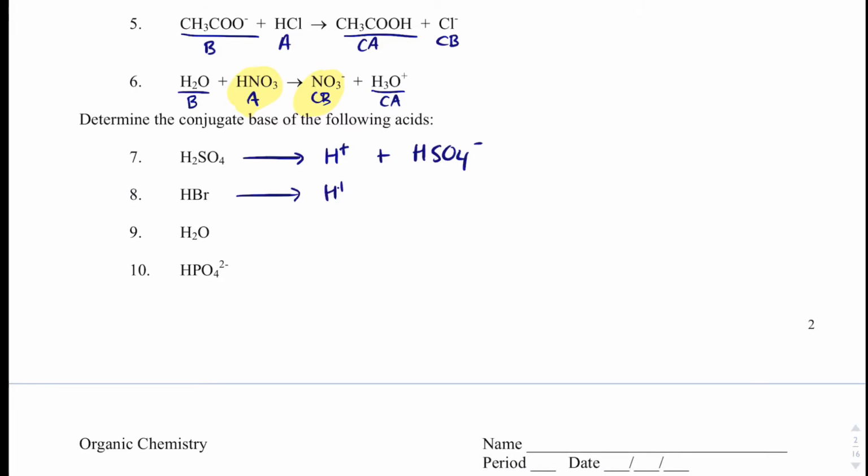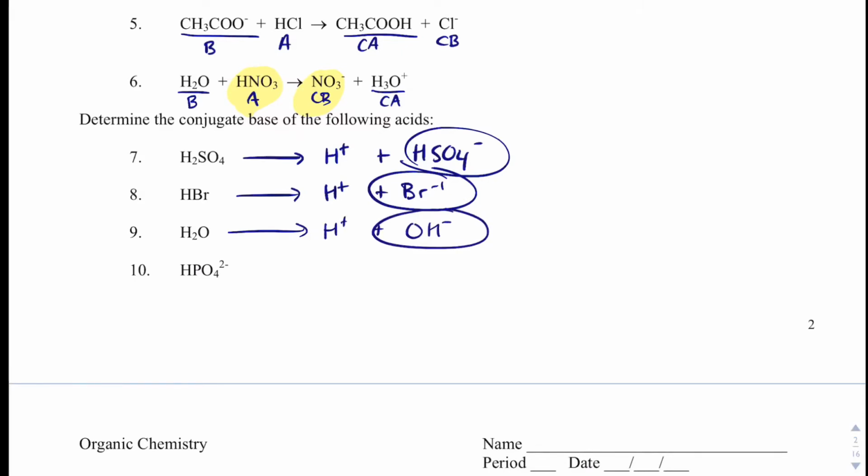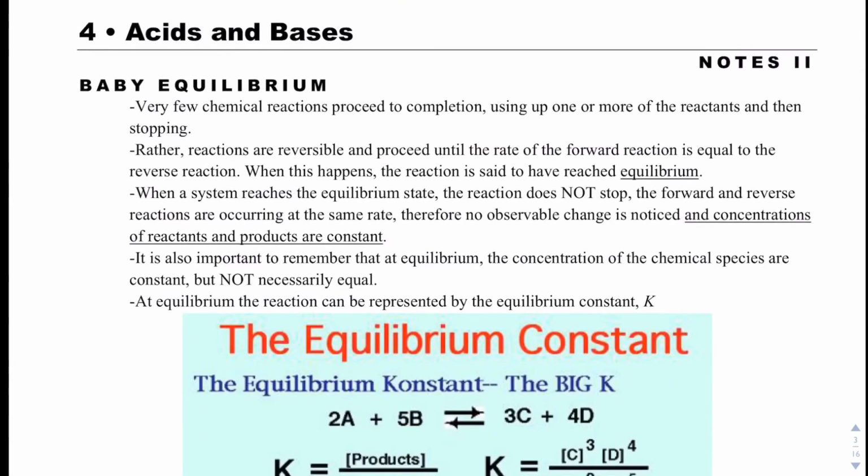HBr, same thing. And I'm circling the conjugate base. This becomes Br minus. This becomes H plus OH minus. This becomes H plus PO4 3 minus. Okay, so the things that I have circled are the conjugate bases.